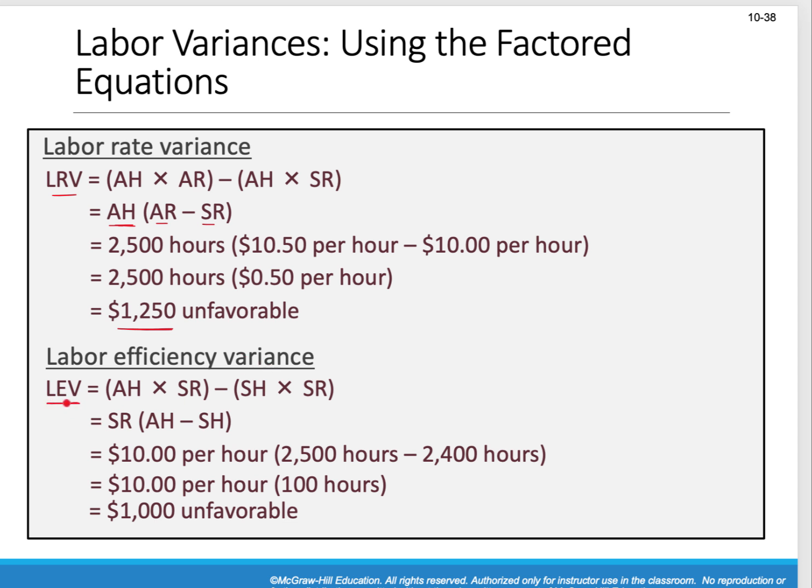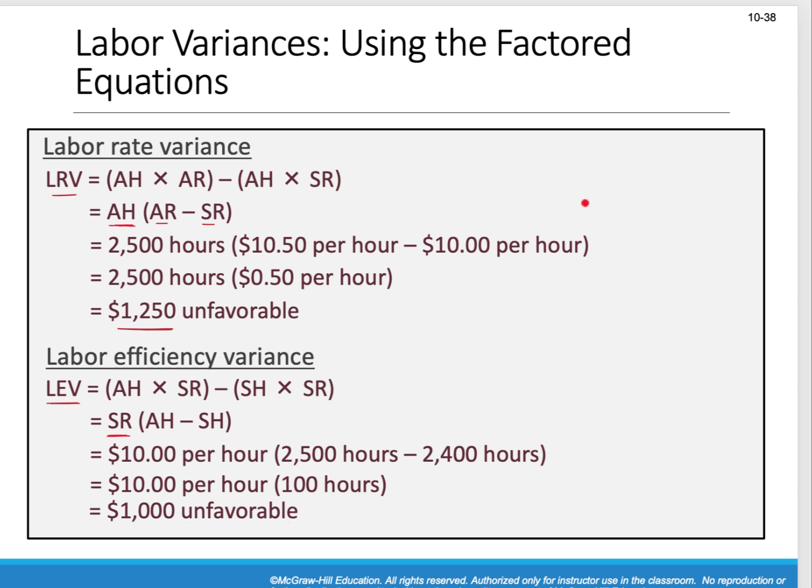Same thing with the labor efficiency variance. Same exact thing. We could take the actual hours at the standard rate and subtract out the standard hours at the standard rate. Well, again, the standard rate is the same in both of those mathematical phrases, right? The only thing that differs is the hours, the actual hours versus the standard hours. So we multiply the standard rate by the difference in the hours, and we end up with $1,000 unfavorable.